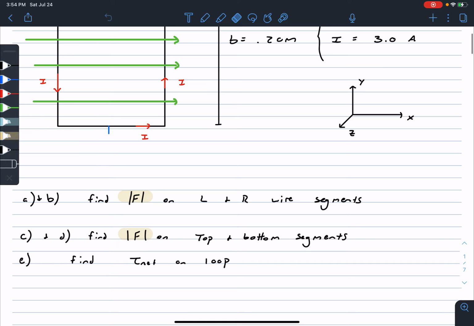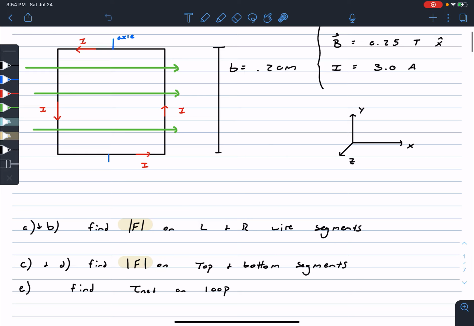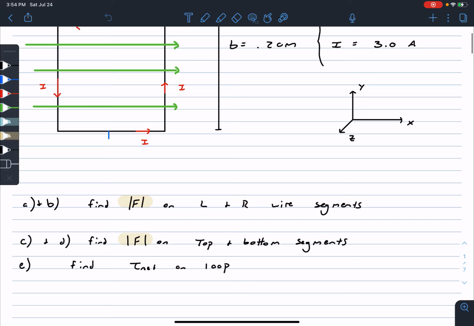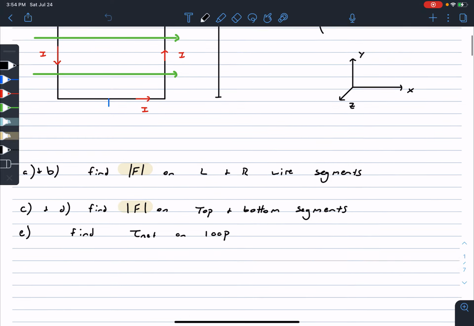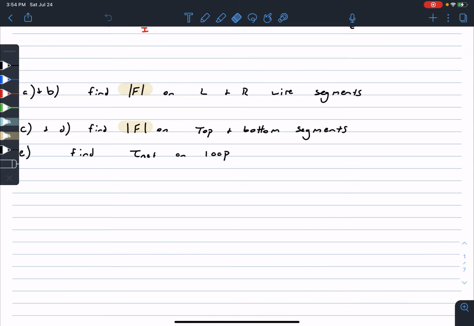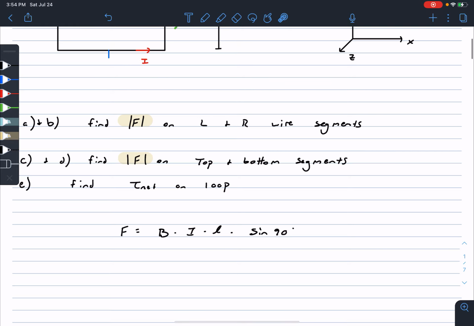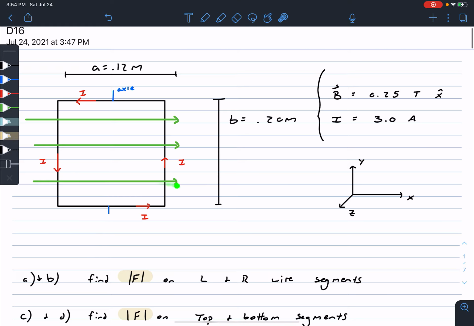Okay, so everything is still the same. I just don't have all of the work written out yet. So we have B times I times L times sine 90 for this. For the angle between the B field vector and the current vector, because we're looking at the left and right wire segments.